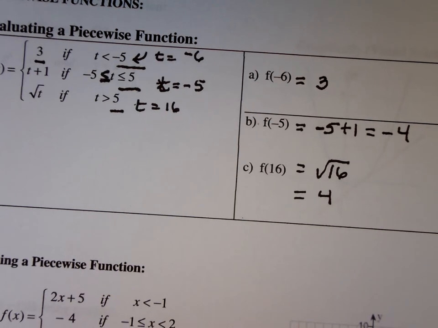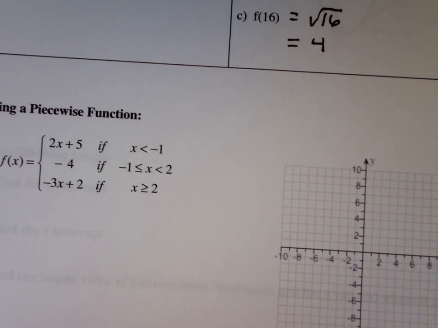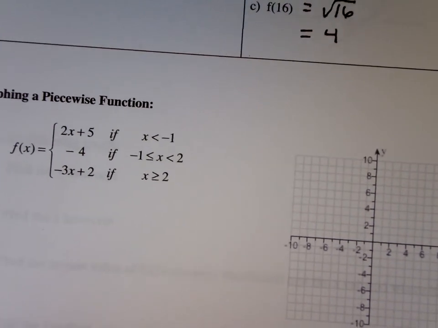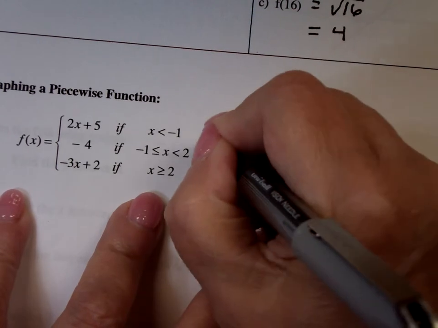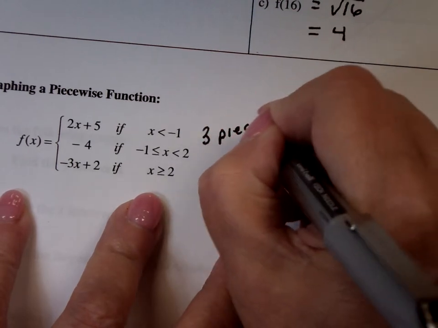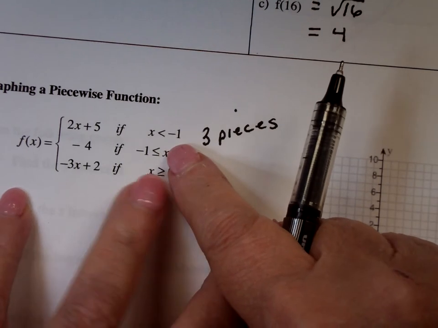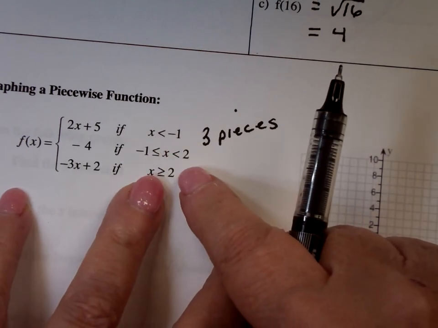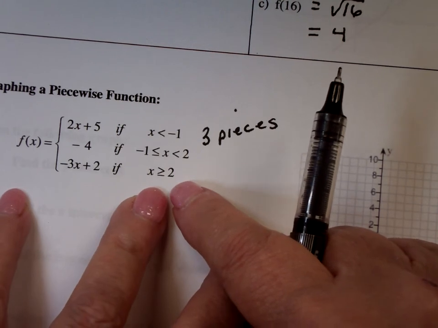Now that's why, if I want to graph a piecewise function, and I look at this one, it is broken into 3 pieces. I have a piece that's less than -1. I have a piece that's going to be between -1 and 2, and a piece that's going to be greater than or equal to 2.